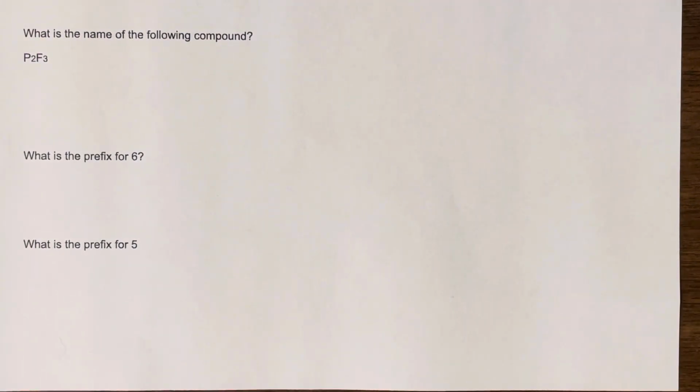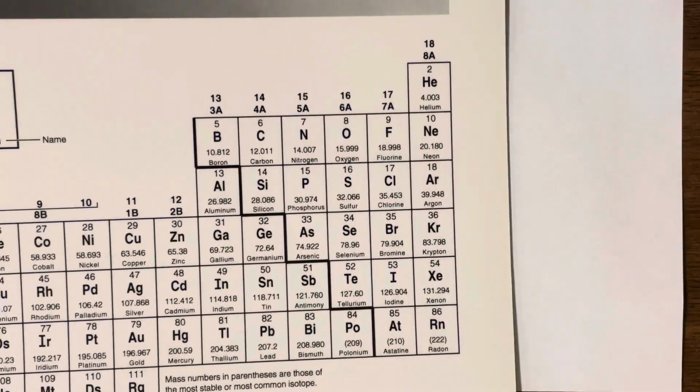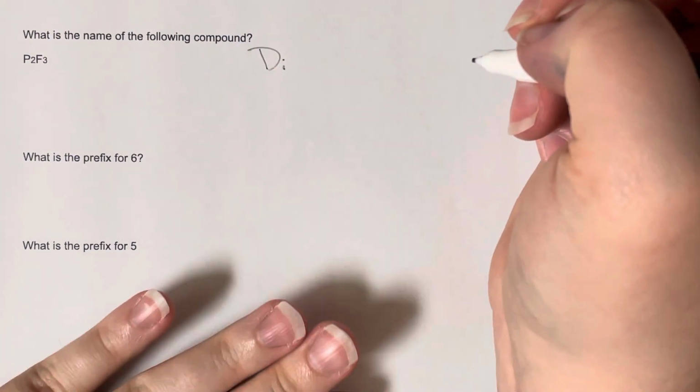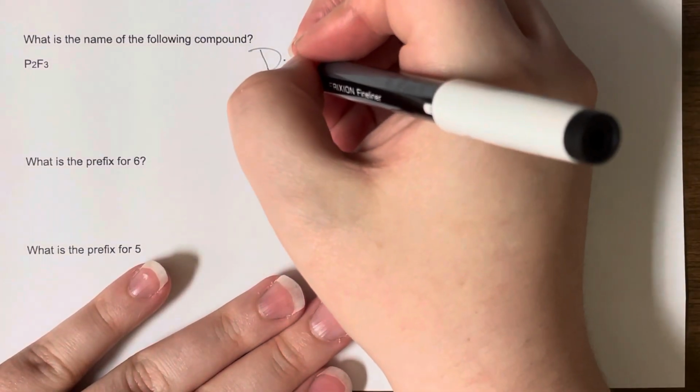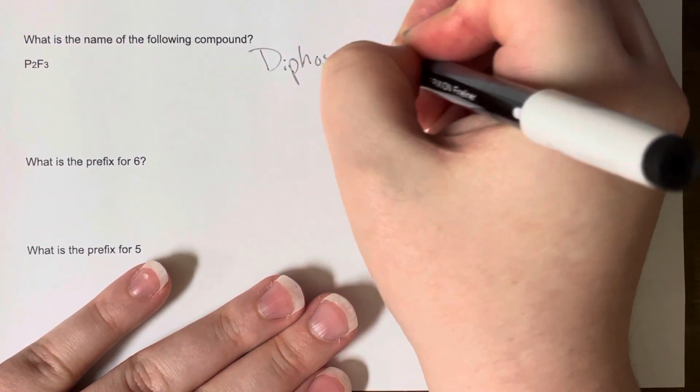What is the name for the following compound? P2F3. So first I need to figure out who these people are. P is phosphorus, F is fluorine. They are both nonmetals, which means that this is a covalent compound, and I am going to be using prefixes instead of finding charges. The subscript for P was 2, so I get to use the prefix di. And then since it's in the first position, I don't change the suffix, so this is just diphosphorus.